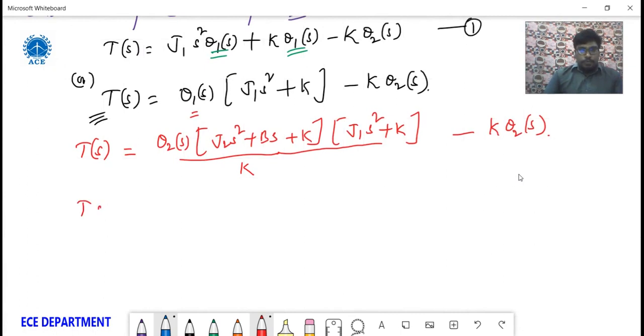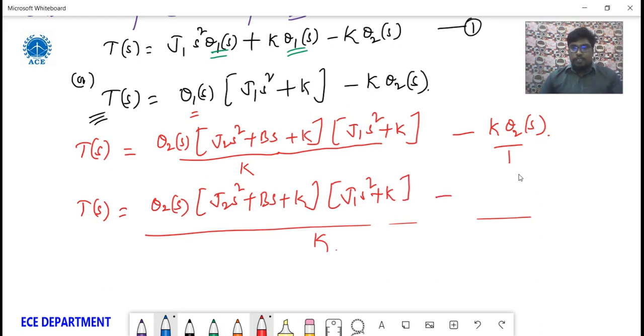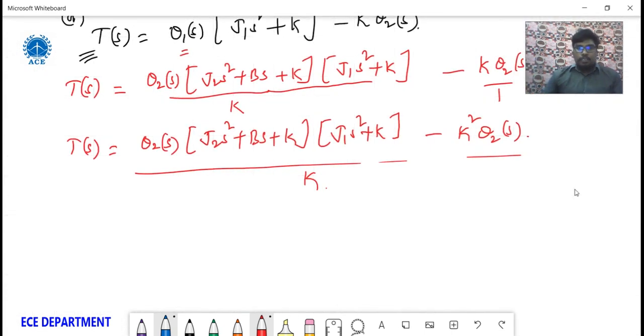Now T of s is equal to, taking cross multiplication, theta 2 of s into the same value. This is considered as 1, so this is nothing but (J2 s square plus bs plus k) into (J1 s square plus k), minus, in this case, k square theta 2 of s. Now take the common theta 2 in this case.